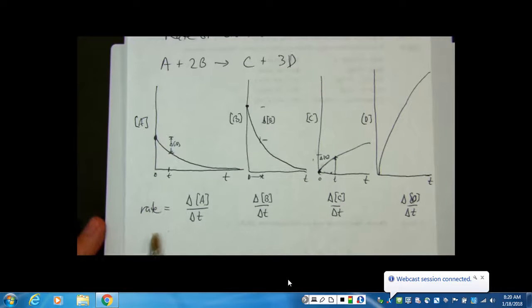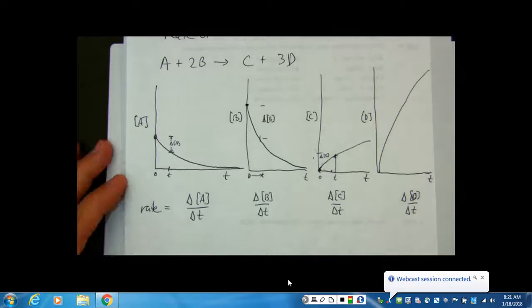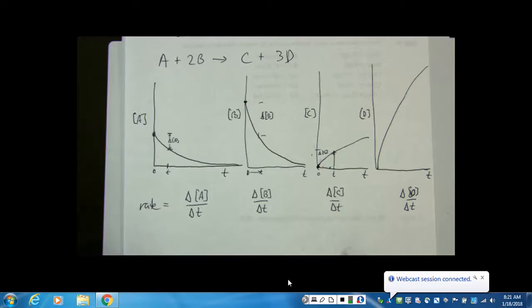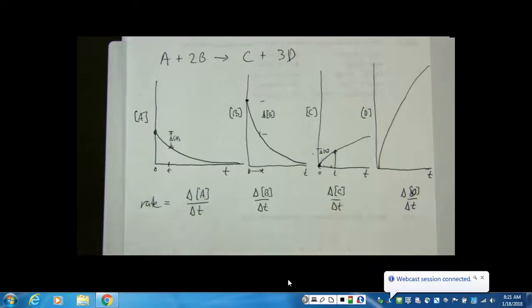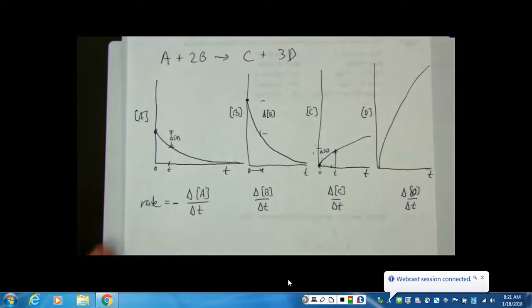We want rate to be a number for a chemical reaction that is independent of whether we look at A, B, C, or D. Right? In other words, when we calculate the rate, if we look at A, we want to get the same value as C. How could we do that? If this is a negative number and this is positive, what would I have to do to one of these? I would have to put a negative sign in front of it. And that's what we do.